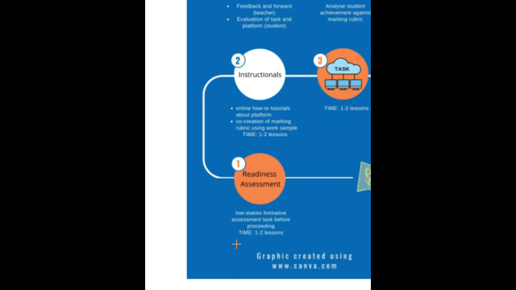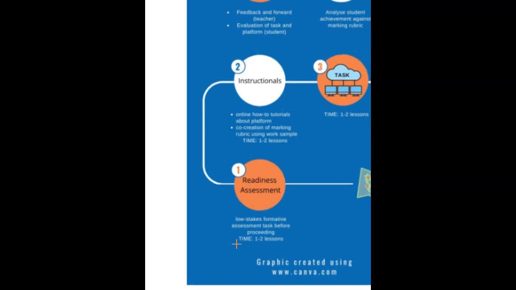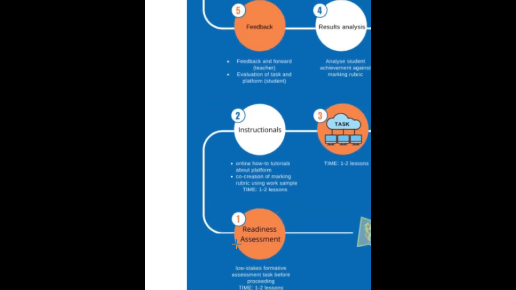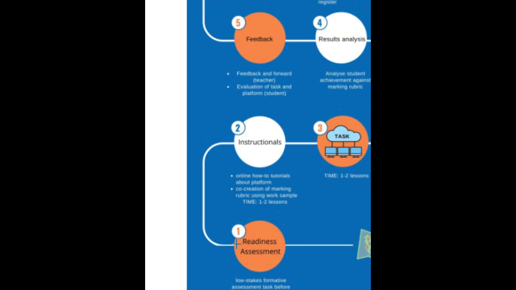So this is, if you like, the sort of assessment that would be done. Readiness assessment would take maybe one lesson to do the assessment itself, and the second lesson provided for formative feedback. Having done that, you would then put the students through a few instructionals.